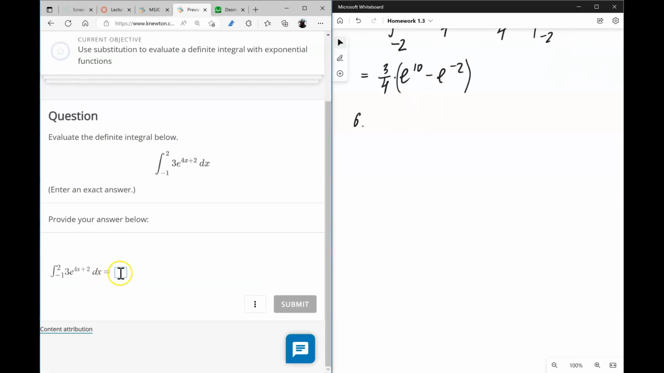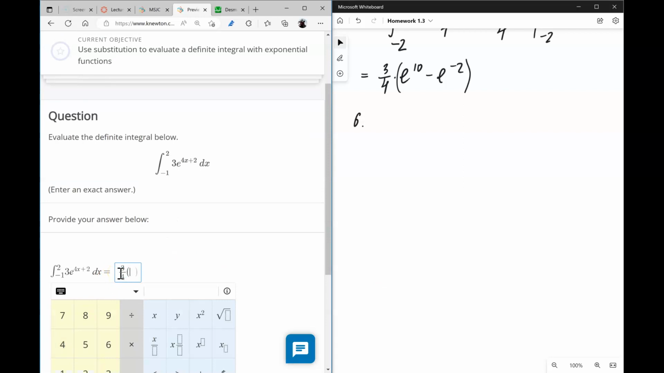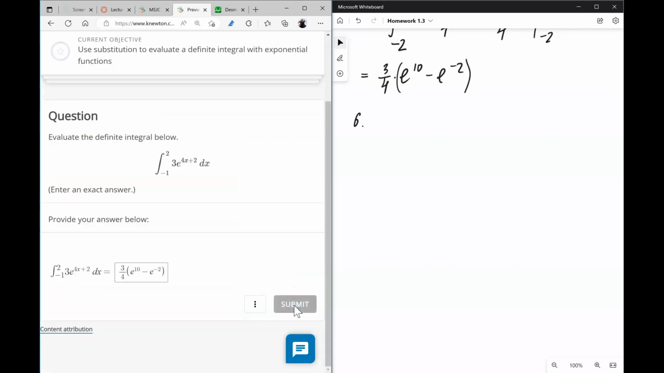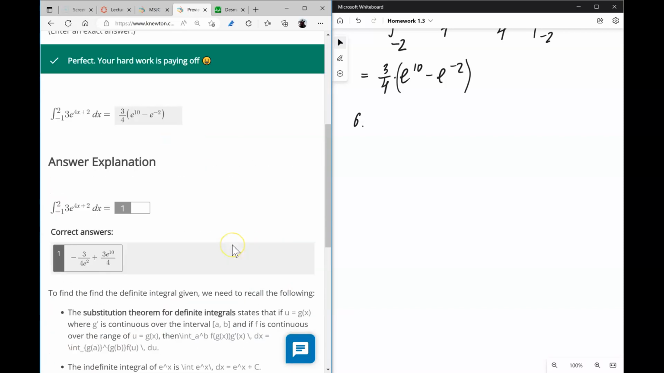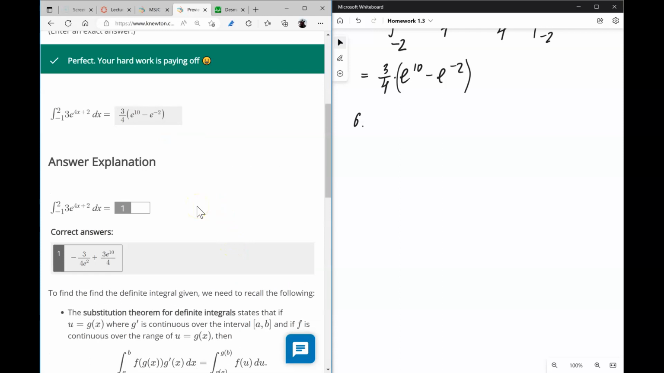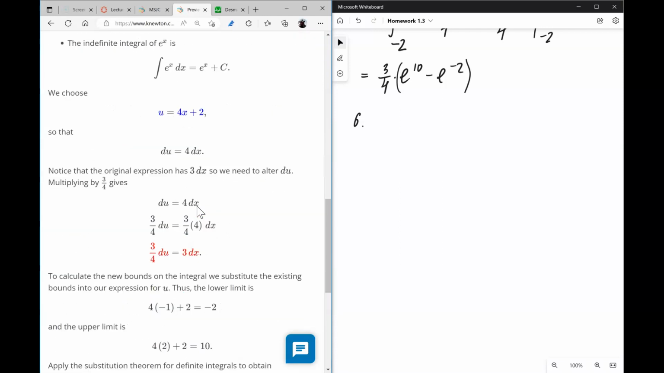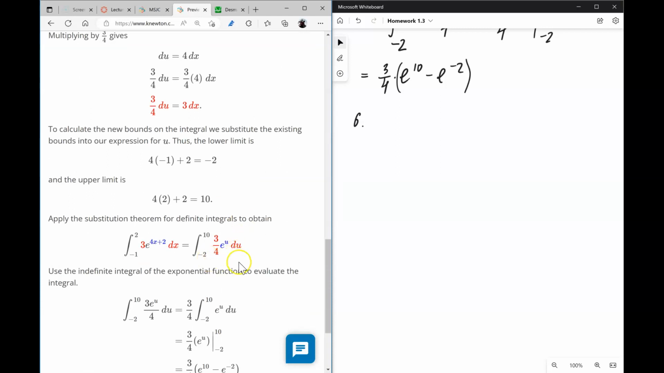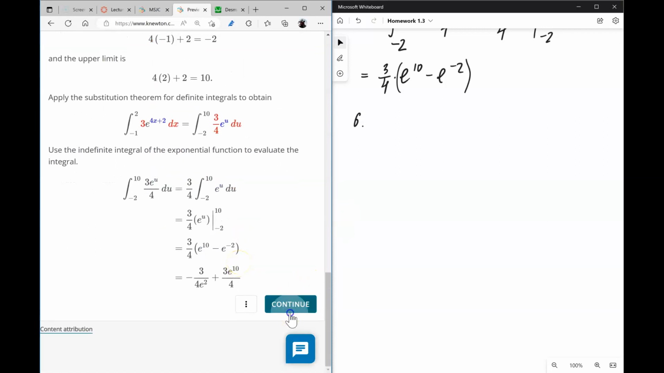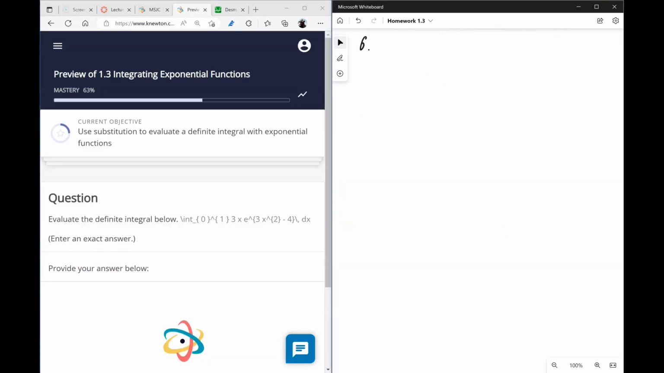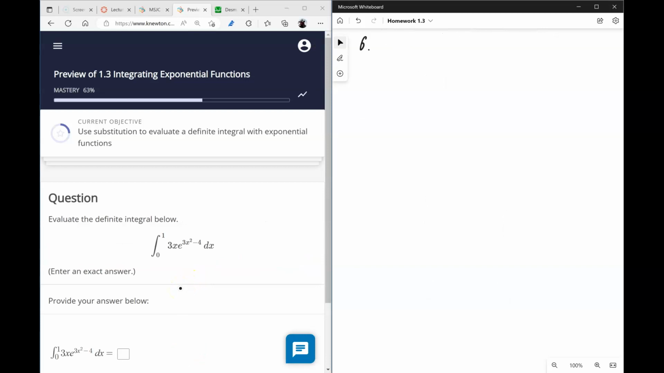So almost forgot to type the answer. 3/4 e to the power 10 minus e to the power -2. And I think Newton clearly prefers to change the limits of integration, which is the second method that I showed you. All right, moving along. Now that we know there are two methods, I'm just going to stick to the one that Newton does, and I think that would be my preferred method as well.